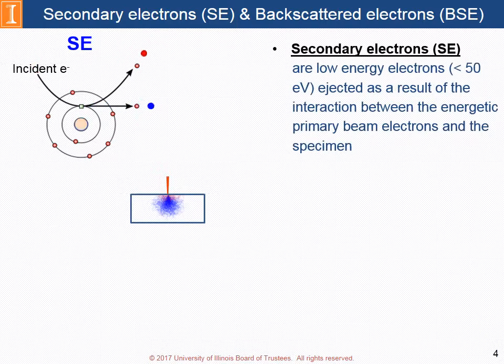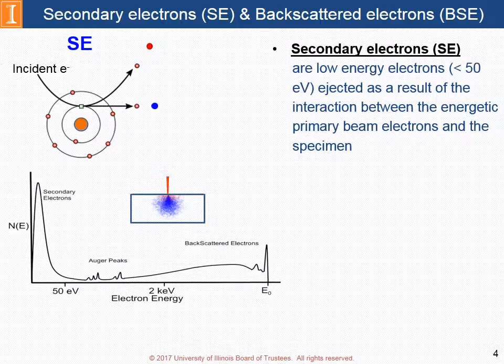Secondary electrons are the electrons generated during the interaction of the incident electron beam with the specimen. They are called secondary because they are not the primary beam electrons. Secondary electrons have very low energy. By arbitrary definition, their energy is smaller than 50 eV.